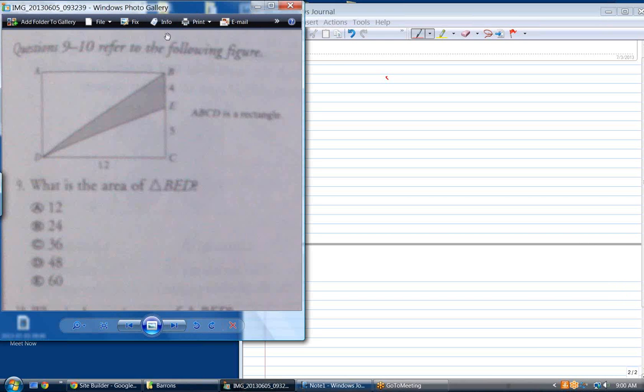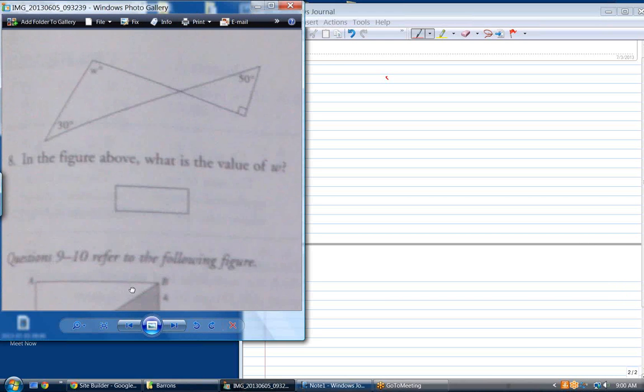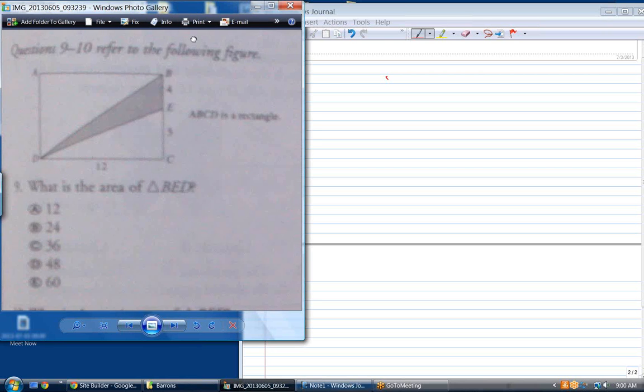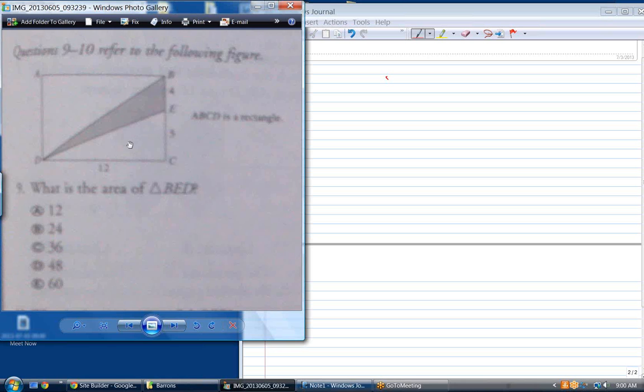All right, let's pick up. Let's see, last time we left off with this problem here. I know these are very hard to read. This is a rectangle, and this dimension is 4. This dimension is 5, and this dimension is 12. And this is B, E, and C, and D, as in David.